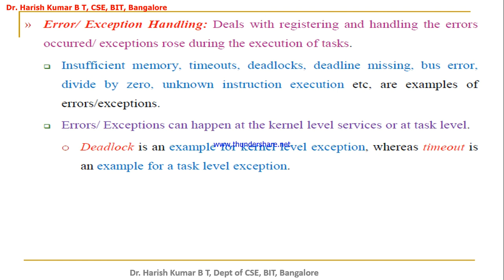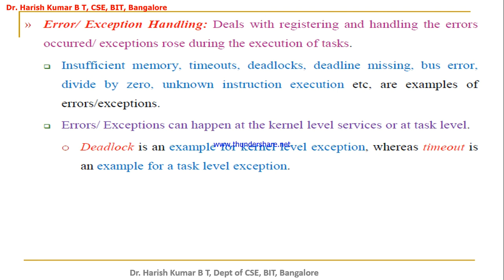Timeouts, deadlocks. This can also occur if two or more processes, each of them holding some resource, are competing for the resource which is currently held by the other process, and none of the processes wants to release their resources, waiting indefinitely to get the resource which is currently held by the other process. So what will happen? This situation we call a deadlock.